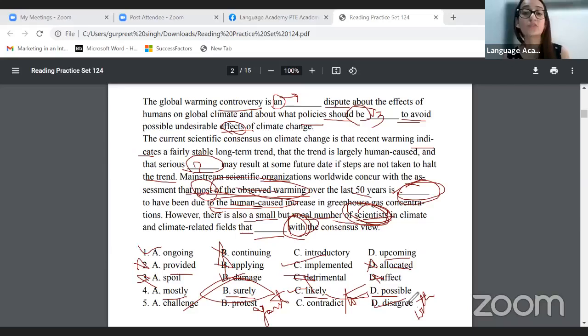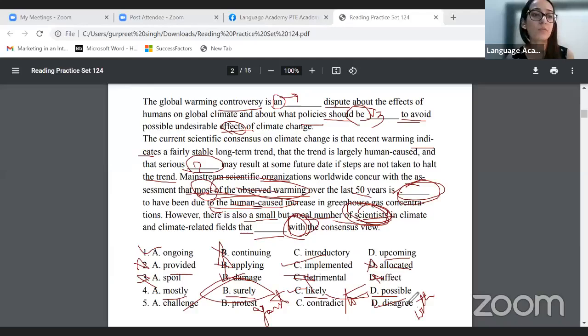Scientists that challenge with the view. If the answer is challenge, you don't need anything like with or to. You can say scientists that challenge that view, or scientists that challenge the view. So challenge doesn't come with to, with, against, or anything like that. Right? So these are the answers. The first one, we all know that global warming is an ongoing topic, ongoing debate, ongoing dispute, ongoing challenge.